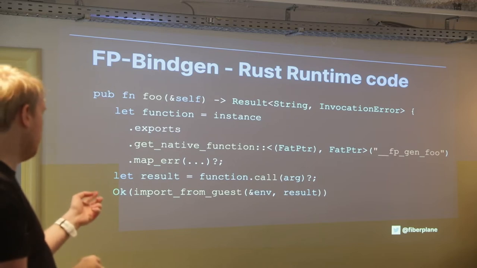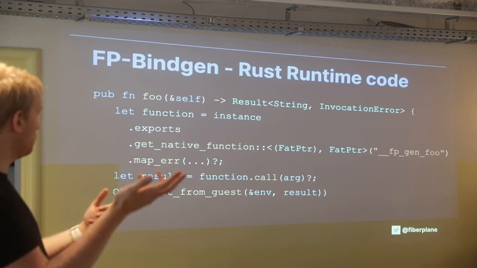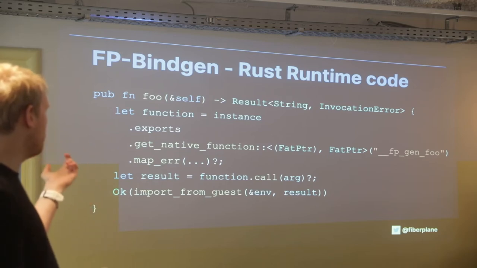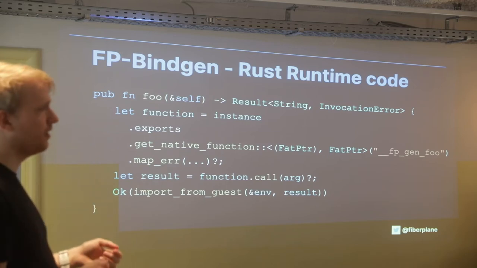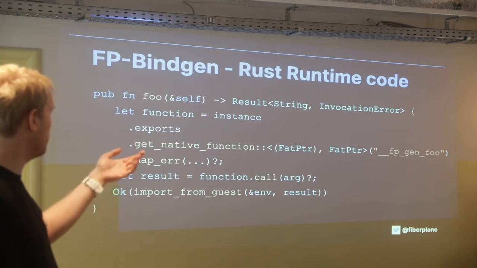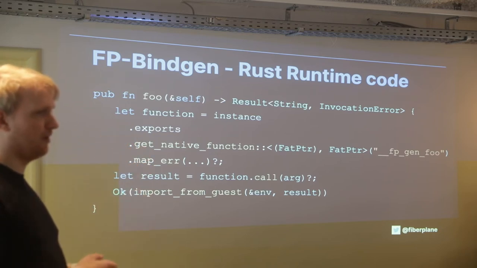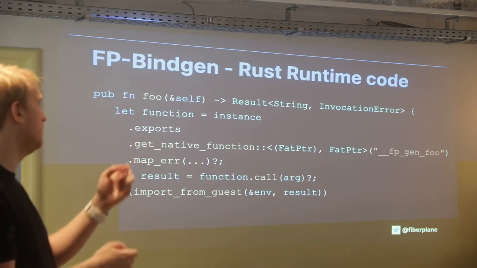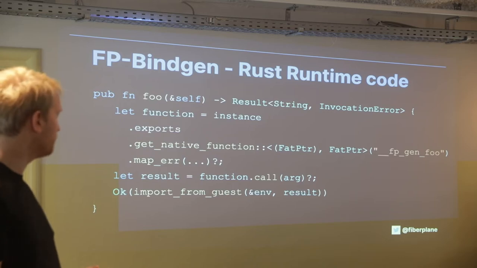And then we can map the error. Then we have a function we can call with some arguments. We don't actually have any arguments in this case. And then finally, we have a return, a result value. So this is our fat pointer, which we then will say import from guest using our environment and the result. So that basically does all the deserialization and gives us a native data type. In this case, a string here.